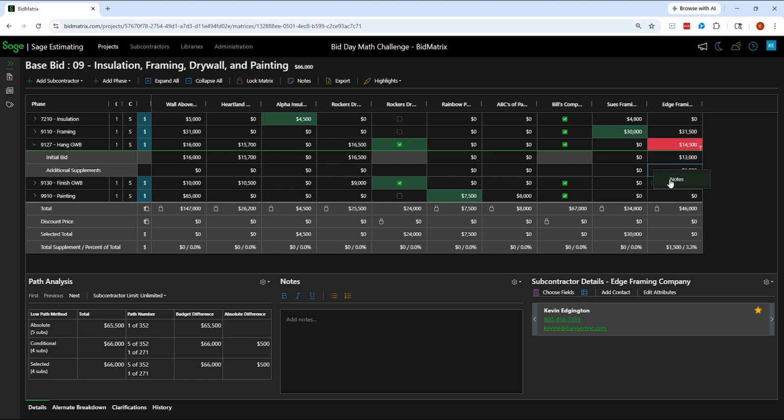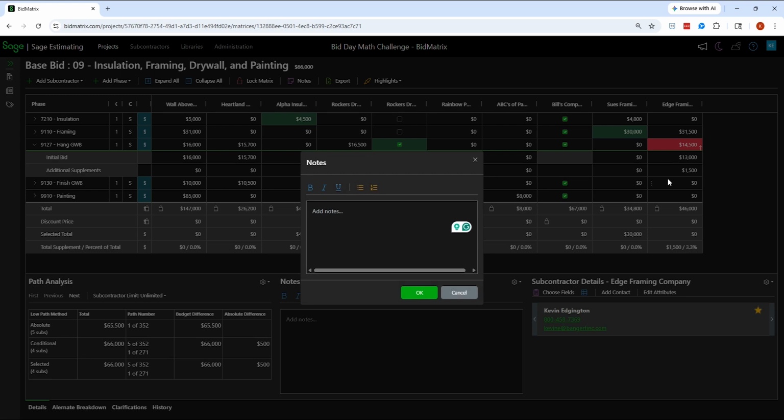And then it's always probably a good idea, if I go back in here, to add notes. So I'm just going to say after a phone call, we found a widget was missing from this bid and we need to add it to the bid.